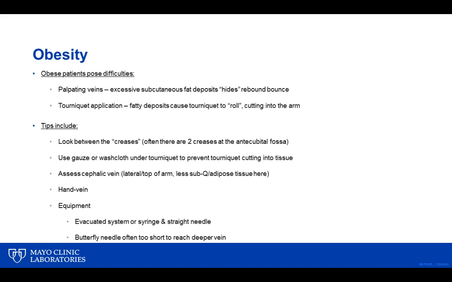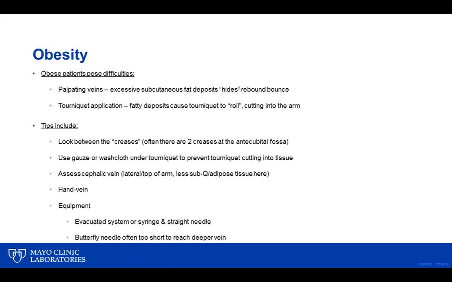One of the things you can do, it says on here, look between the creases in the antecubital fossa area. The arm, you can bend it, extend it, do different things so you can feel for that vein. You're going to have to push a little bit harder usually to get that bounce back because of the tissue in between. But with the washcloth wrapped around there, make sure it doesn't cut into the arm. By using the washcloth, you can use the hospital gown, or if they have a light jacket or shirt on, you can go over that.